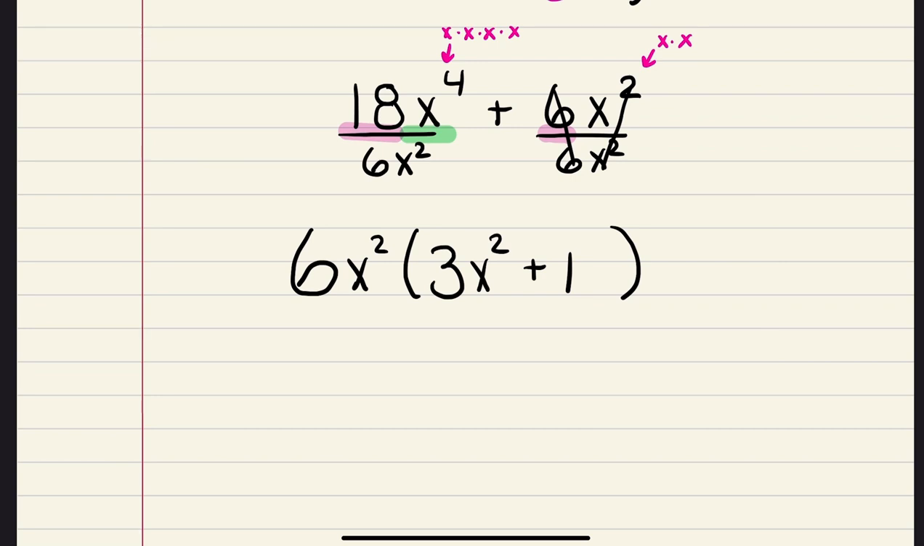Now, if you would have pulled out a number smaller than 6, thinking you did a good job, you would have noticed that in here, there's still a common factor. But if we take a look at 3 and 1, there is no greatest common factor other than 1, so I know that I'm completely finished, and this has been factored completely.